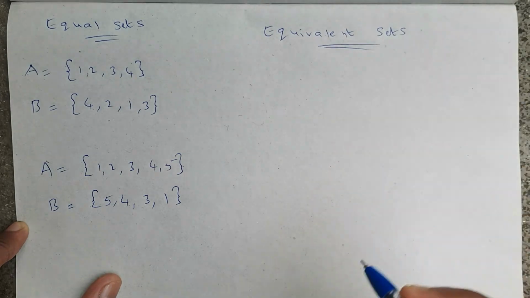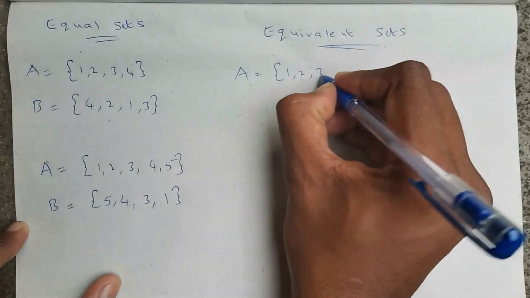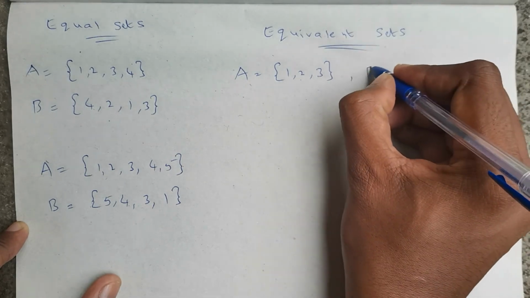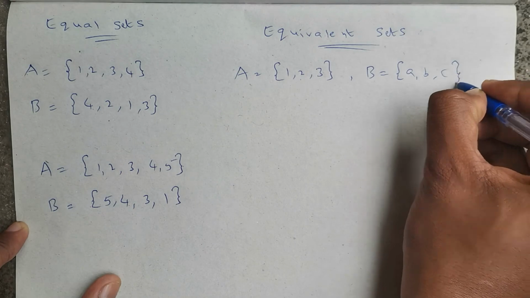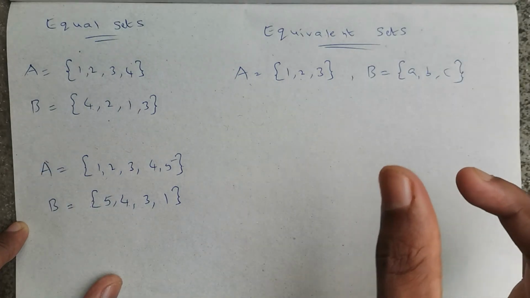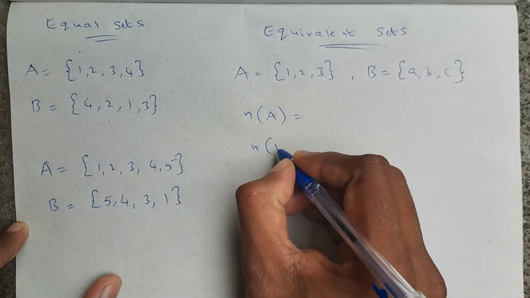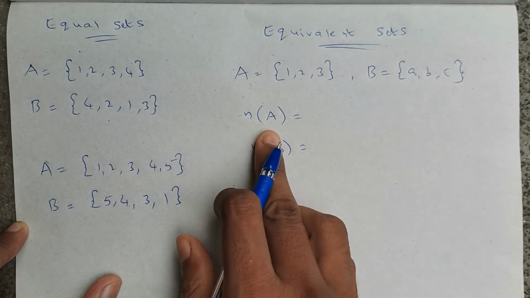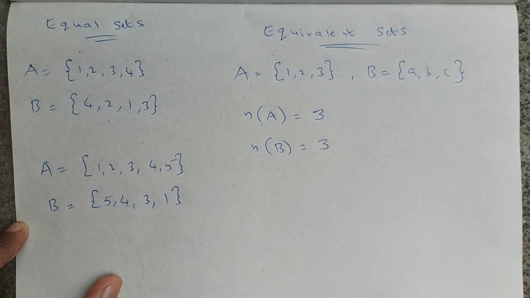Equivalent sets. So for example, if set A has the elements 1, 2, 3, and one more set B has the elements a, b, c. Now if we observe the number of elements n(A) as well as n(B), the number of elements in set A is 3, and the number of elements in set B is 3.